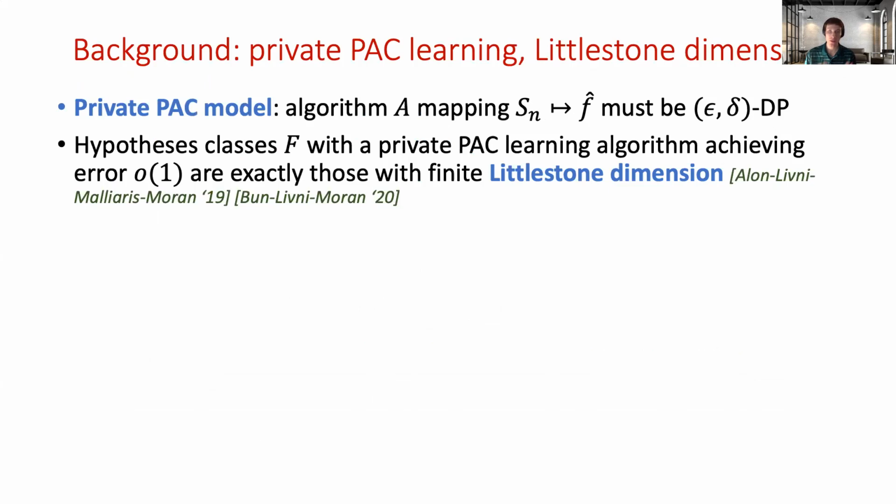Okay, so the private PAC model essentially combines the PAC model and the private model. In particular, we require that the algorithm A, which maps the data set Sn to F hat, is epsilon-delta differentially private. And as I mentioned a couple of slides ago, it's known, as we saw in recent years, that those binary hypothesis classes which have a private PAC learning algorithm that can achieve non-trivial error, in other words, error going to 0 as the number of users n goes to infinity, are exactly those classes with finite Littlestone dimension.